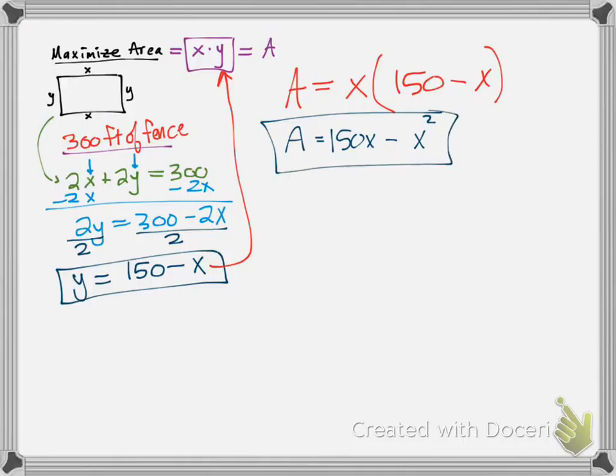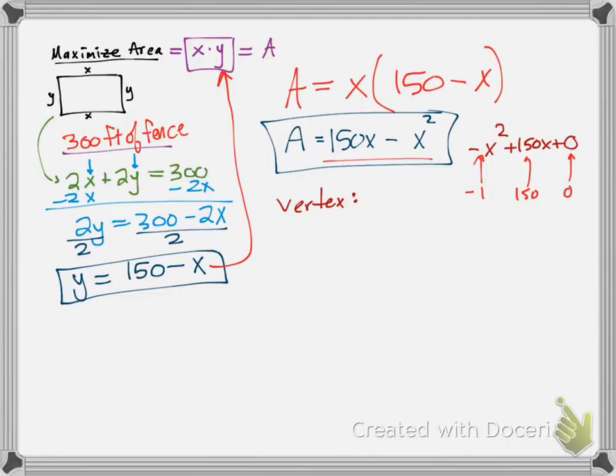I have two variables, and hopefully you can recognize that this is a quadratic equation, and the maximum area is going to happen at the vertex. So now we just need to find our vertex. So if I rewrote this in a more familiar form, you can probably see we have our a value, which is -1, our b value, which is 150, and our c value of 0.